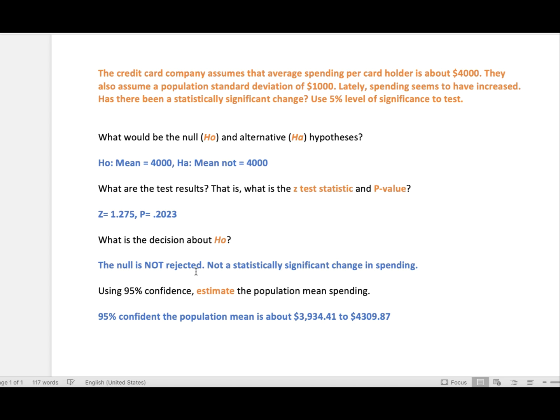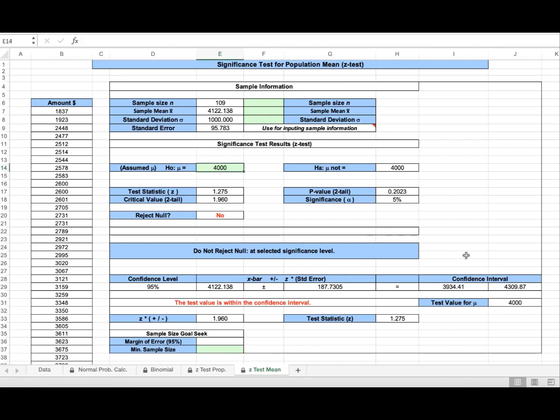And finally, whether or not the null is rejected, we can make a confidence interval estimate about the population mean. Using 95%, we would say that we are 95% confident that the population mean is somewhere in the range 3934 to about 4309. And we could see that 4,000, our test value for mu, is well within that range. Remember, when our assumed value is in the range of our confidence interval, we do not reject the null.